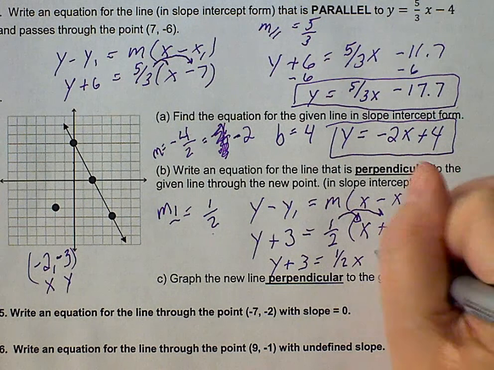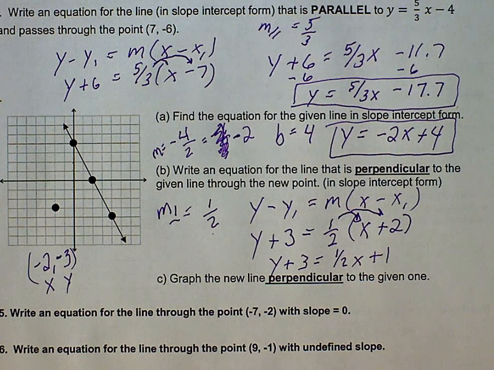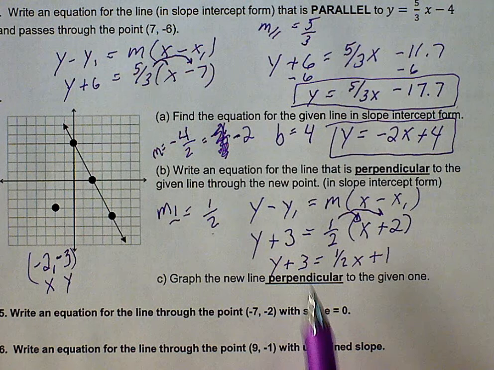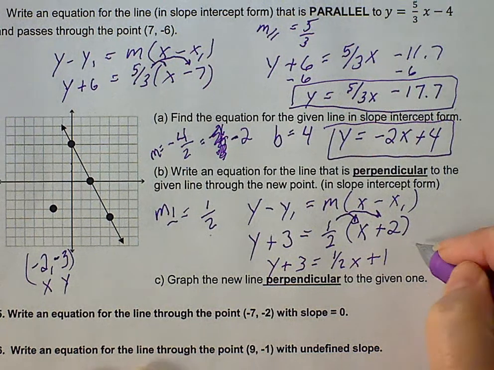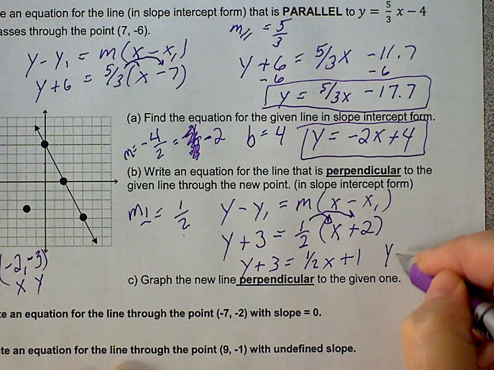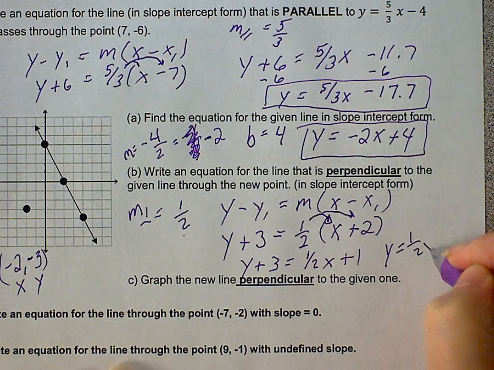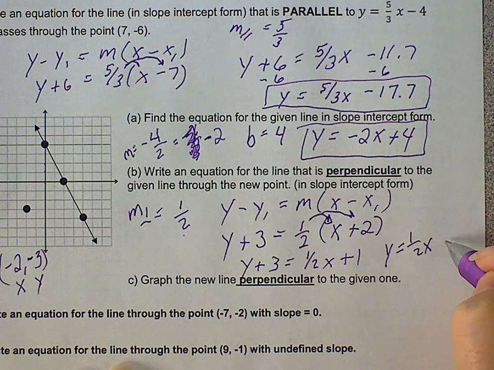And my last step. What's the last step? Is to get y by itself. Solve it. What do I have to do? How can I get rid of this 3? -3. So I'm going to -3 both sides. I'm going to get y is equal to 1/2 x. 1 minus 3 is -2. Oh, yeah, -3.